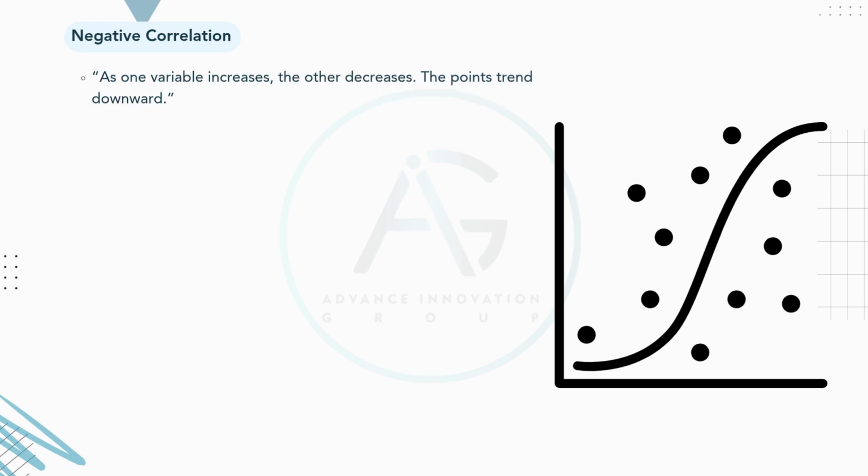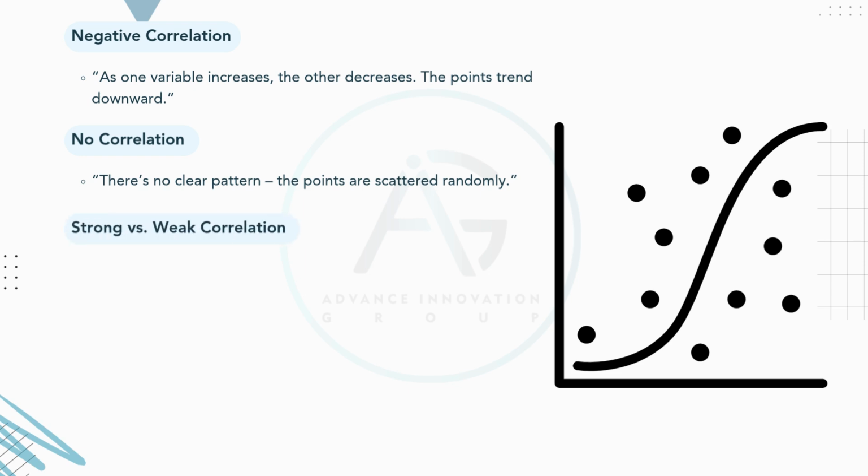The points trend downward. No correlation: there's no clear pattern. The points are scattered randomly. Strong versus weak correlation: the closeness of points to a straight line indicates the strength of the relationship.